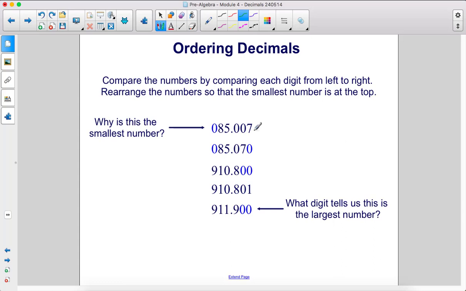Why is this one the smallest number? Well, it's because it starts with a 0, so it's definitely less than any of these numbers that start with a 9 in the same hundredths place. Then you can see that in the hundredths place here, it's less than that one. So this one's a little bit less than that number. What digit tells us that this is the largest number? Right there. So here's 910, 910, 911. So this number right here in the 1 spot makes it very clear that this is the largest number of the bunch.